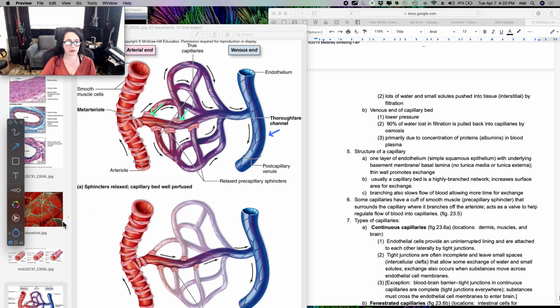So those are called precapillary sphincters, and they exist usually close to the arterial end of the capillary bed, but it's not like the capillary has smooth muscle everywhere, just at those locations.